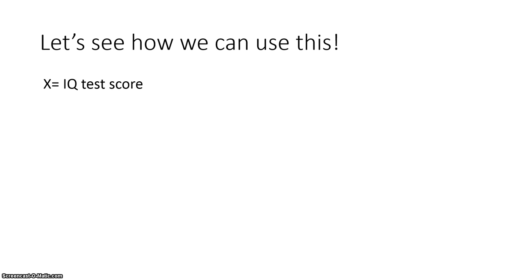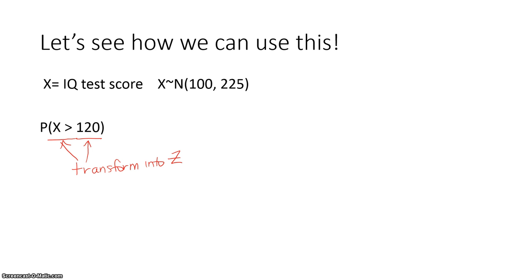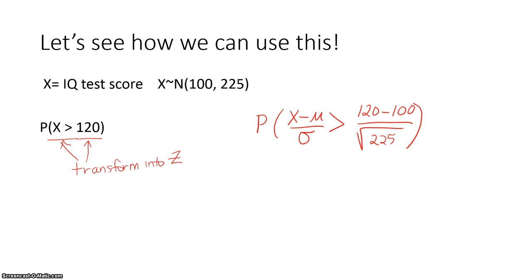Suppose that x is a random variable that corresponds to IQ test score, and that the distribution of IQ test scores is normal with a mean of 100 and a variance of 225. If we want to find the probability that an individual will test with a score greater than 120, we're going to transform both x and the 120 into a z. So we're going to subtract off the mean and divide by the standard deviation for both of them. And this is going to be equivalent to finding the answer to the question, what's the probability that x is greater than 120? Well, it's going to be the same as the probability that a standard normal random variable takes on a value greater than 1.33.